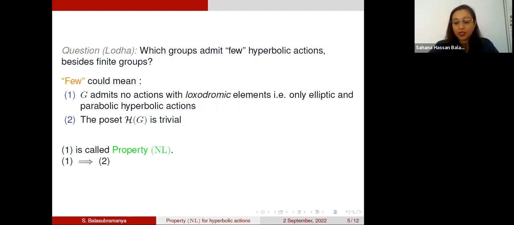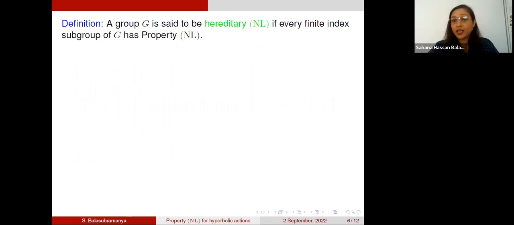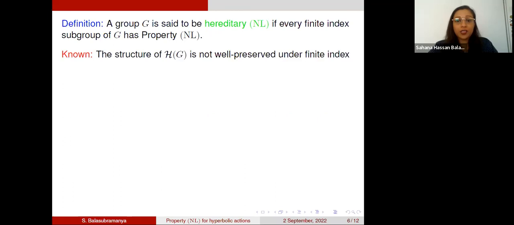But we're also interested in a slightly stronger property than property NL, which is what we call hereditary NL. And that's the requirement when the group, of course, has NL, but every finite index subgroup has it as well. And why are we interested in this hereditary property? Well, because one of the things we know about the poset H of G is that its structure is not well preserved under taking finite index subgroups.